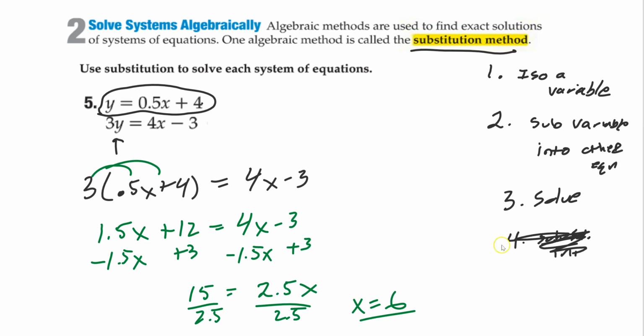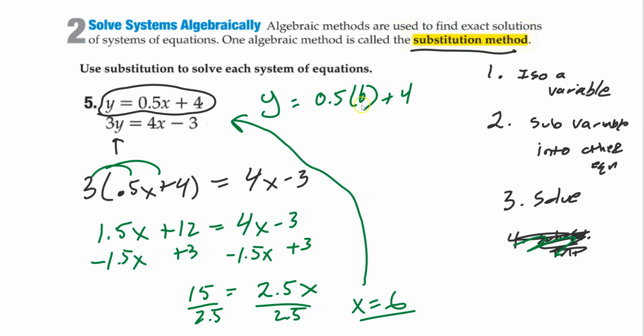15 divided by 2.5 is 6. So we have our x, and what I was trying to say at the very end here was, hey, you're not done, you gotta find your y. So plug it back in. You can plug into any one you want. This is the easier one. So 0.5 times 6 plus 4. Half of 6 is 3. 3 plus 4 is 7. So there you go. Y is 7, x is 6.